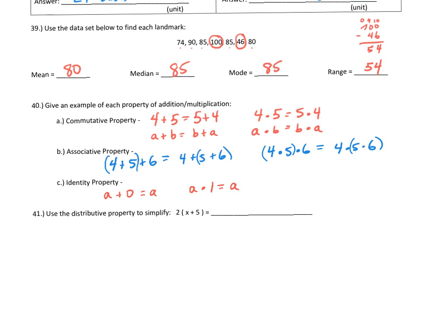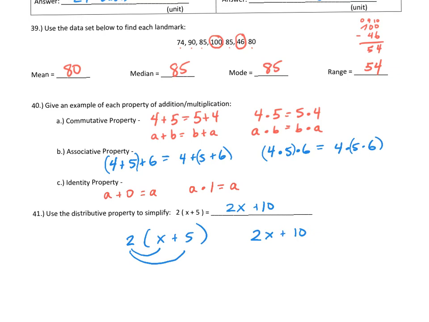And the last problem says use the distributive property to simplify 2 times the quantity x plus 5. The distributive property says that I'm going to multiply everything in the parentheses by the 2. So let me rewrite this. If I have 2 times the quantity x plus 5, that means I'm going to do 2 x's and 2 5's. 2 x's would be 2x, and 2 5's would be 10. So my answer is 2x plus 10.